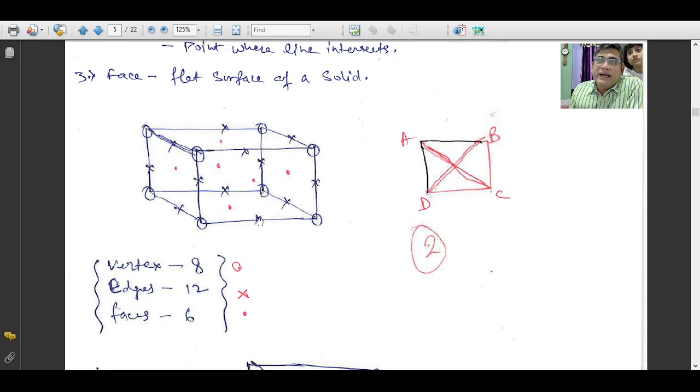Edges. These cross marks are edges. So how many crosses are there? One, 2, 3, 4, 5, 6, 7, 8, 9, 10, 11, 12.